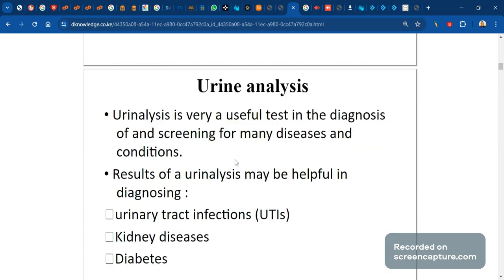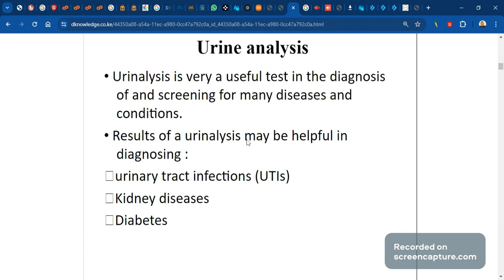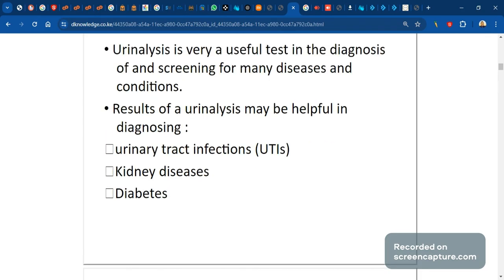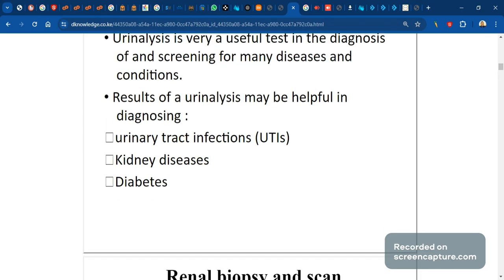When you talk about urinalysis, it is a very useful test in the diagnosis and screening of many diseases and conditions. The results of a urinalysis may be helpful in diagnosing urinary tract infections, UTIs. I don't want to go into detail about UTIs, because in medicine, if I want to detail all these things, I won't even finish today.